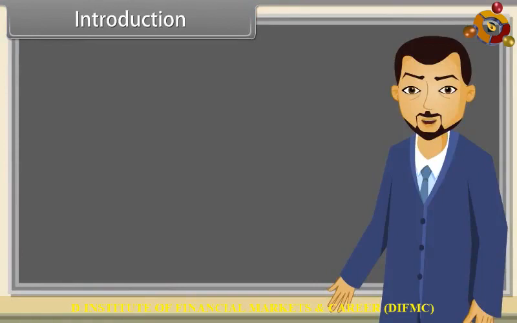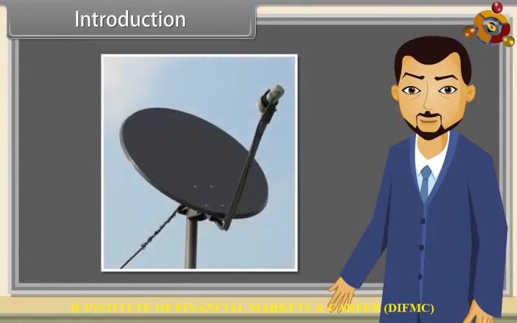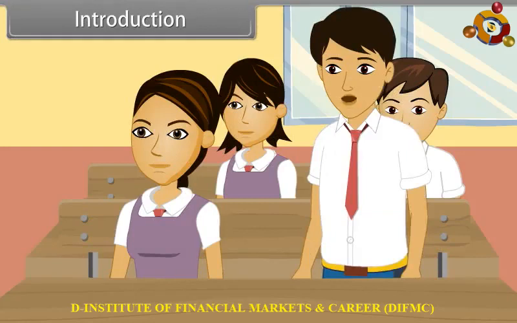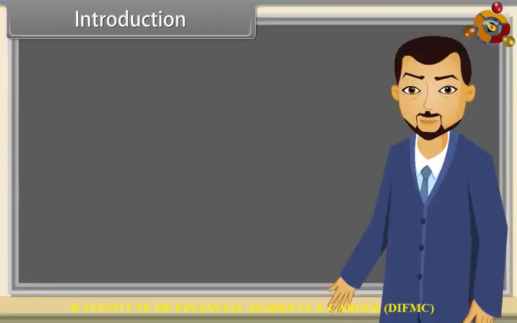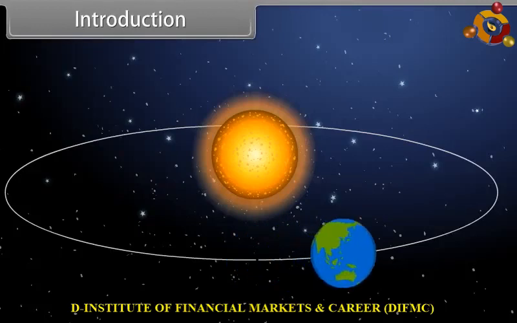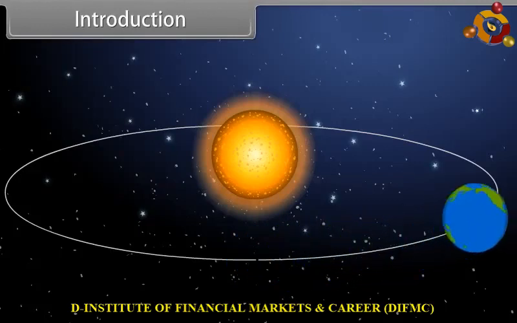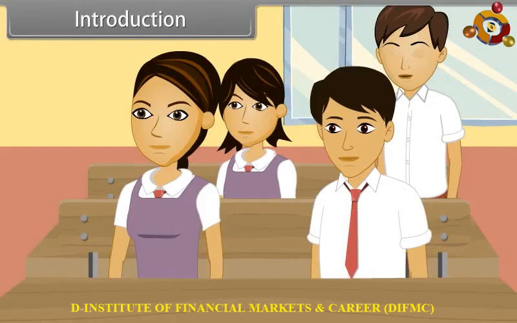How many of you have dish TV at your home? And do you know what kind of shape it has? Yes, it is parabolic in shape. Do you know what kind of path Earth follows while revolving around the sun? Yes, it is elliptical in shape.